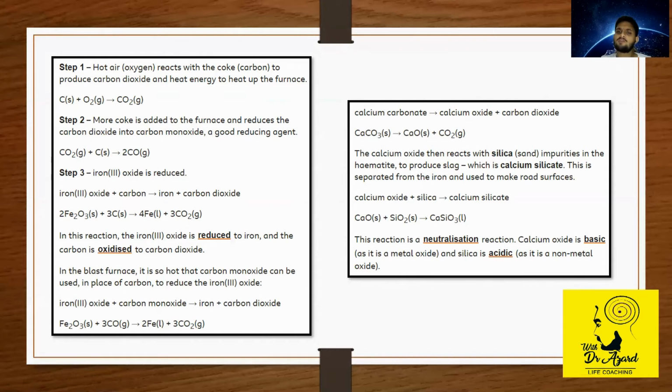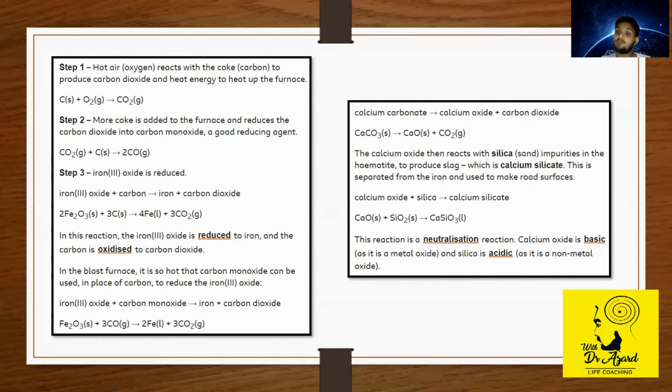You will ask, what's the purpose of this reaction? There is a purpose, because if you react this calcium oxide with silica, which is SiO2, or in simple words, sand, you are able to get a product called calcium silicate, which is used to make road surfaces. Okay, so that is very important.